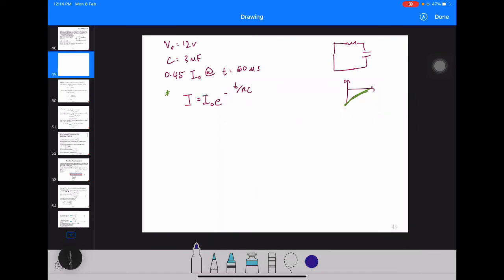So substitute this value here: 0.45 I naught equals I naught e to the power negative 60 times 10 to the negative 6 over R times the capacitance, 3 microfarad. Okay, I can cancel out the I naught and I can take the ln, which is ln 0.45. In the exam, normally you have to solve it like this. Now you have to take the ln. Once I take the ln, I have ln e, and then up here I can bring it down there.